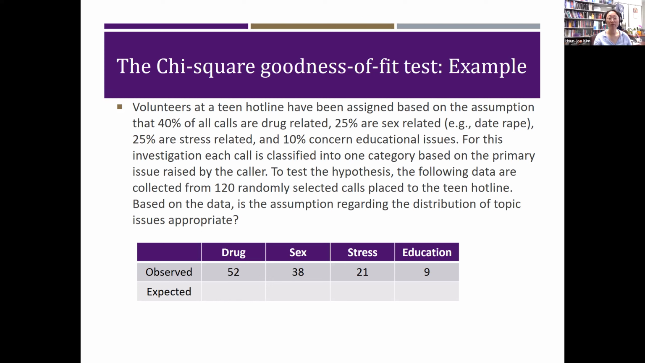Here we have one variable, which is the hotline call category with 4 different categories: drug, sex, stress, and education. We want to test if the data follows the specific distribution: 40, 25, 25, and 10%. Chi-square goodness of fit test can be used.